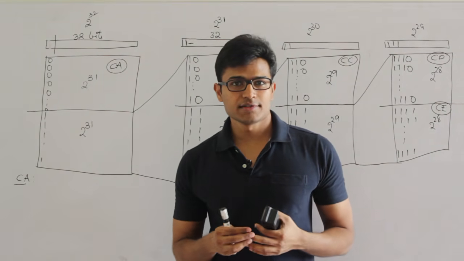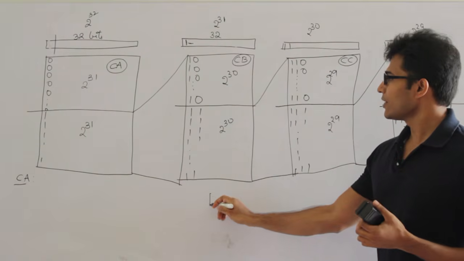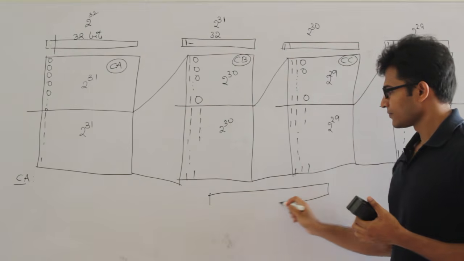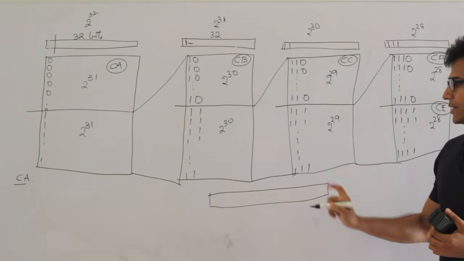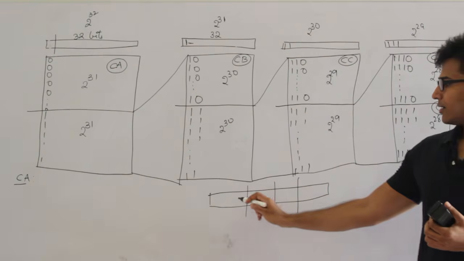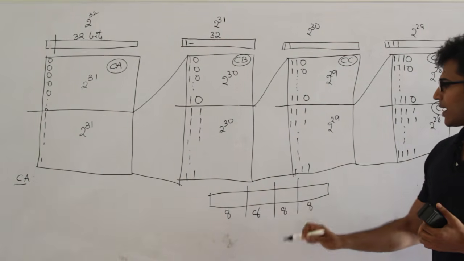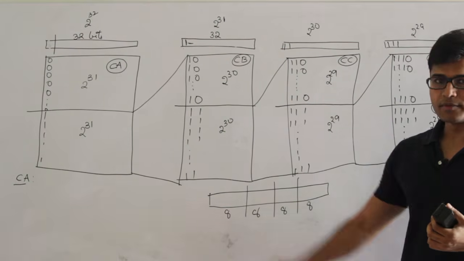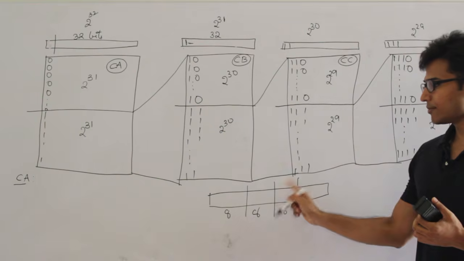And the third way is you could divide the entire IP address of 32 bits into 4 parts of 8 bits each, 8 8 8 8, convert these 8 bits into a decimal number, and then put a dot in the middle. That is called dotted decimal representation.